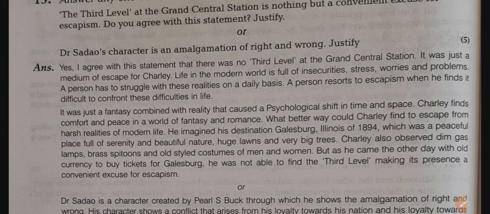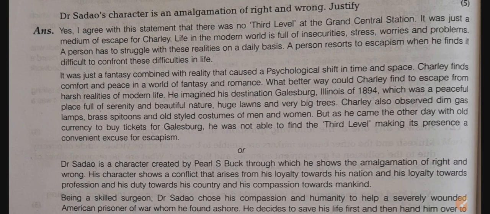So it was, I think, the same for the protagonist of the novel, Charlie. He was fed up with the situations in his life, so he wanted to escape. So yes, I agree. It was just a fantasy combined with reality that caused a psychological shift in time and space. It was a kind of intersection between time and space. It means it's a time travel, which is actually a fantasy right now, and maybe it may happen in the future, but still it is fiction. So Charlie finds comfort and peace in a world of fantasy and romance, and what better way could Charlie find to escape from the harsh realities of modern life?